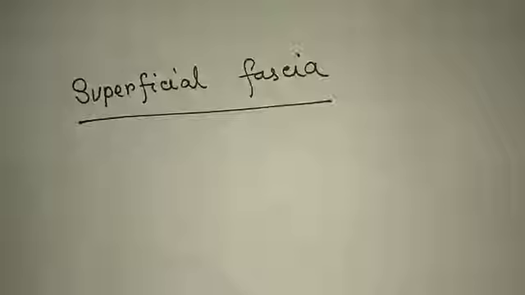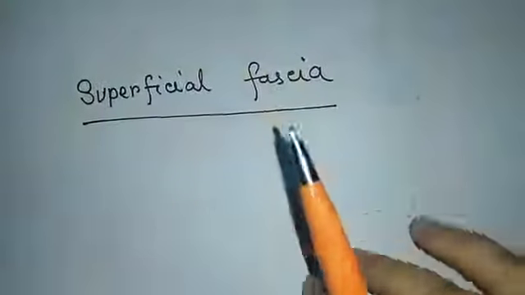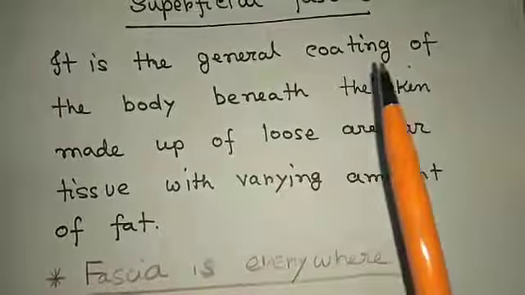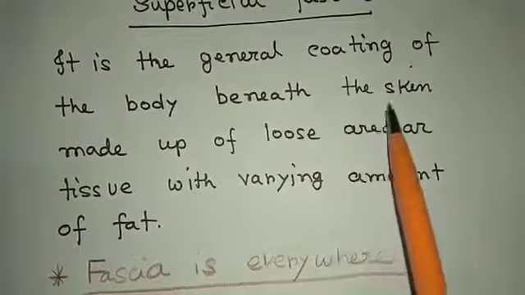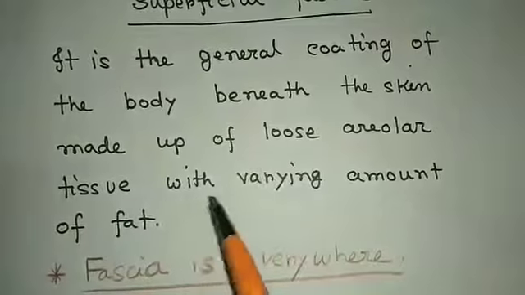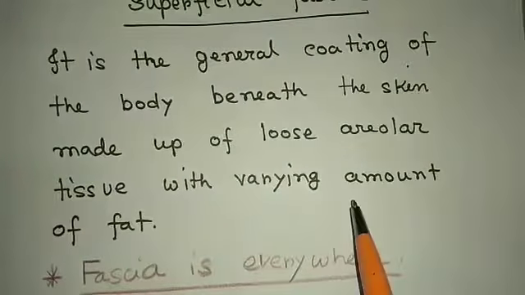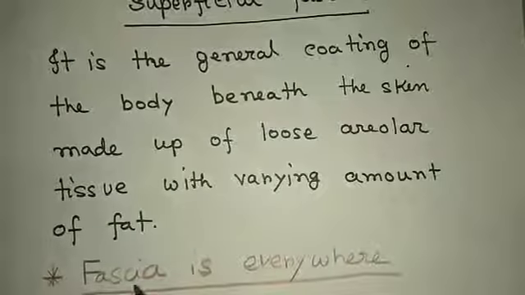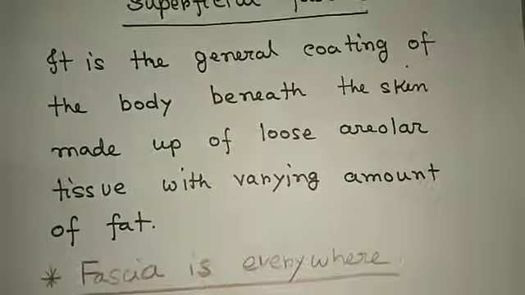Today I would like to discuss the superficial fascia. First, the definition: it is situated under the skin and is histologically formed by loose areolar tissue and fat. The amount varies according to the different parts of the body, but fascia is present everywhere.